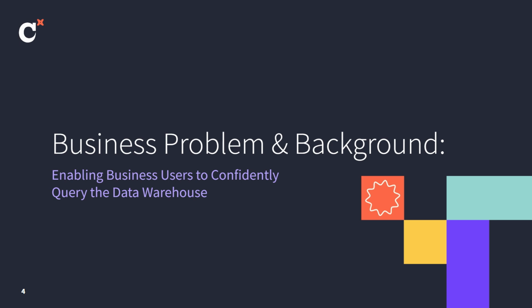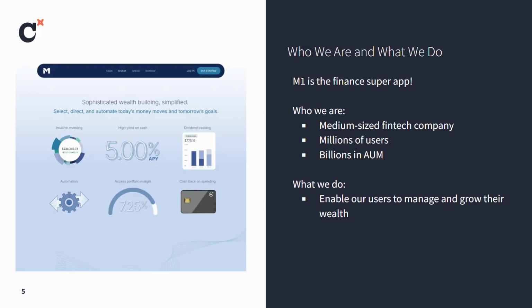Okay, on to the business problem. So first, a bit about who we are. We work for M1, as we said. M1 is the finance super app. So we're a medium-sized fintech company. We have millions of users on the platform, billions of dollars in AUM. We offer several products that let you do things like invest. We have a credit card product, cash accounts, all that kind of stuff, all geared towards helping users build their long-term wealth.